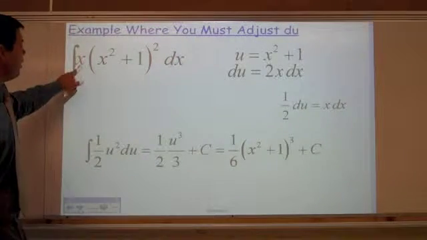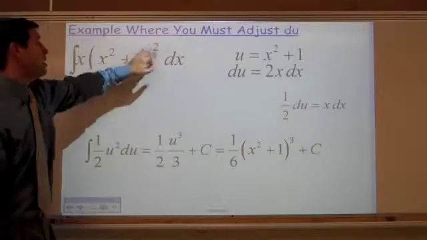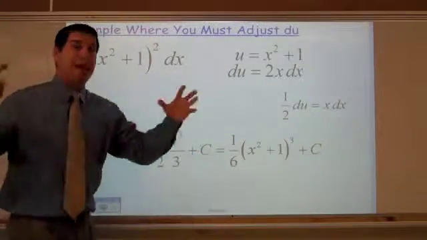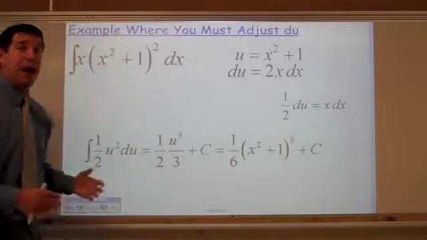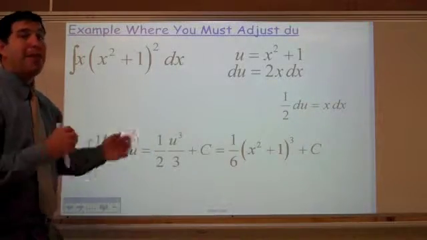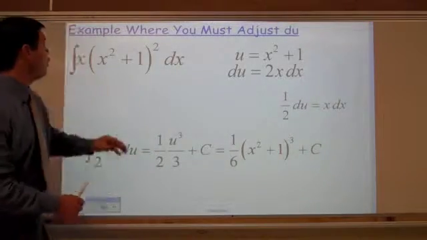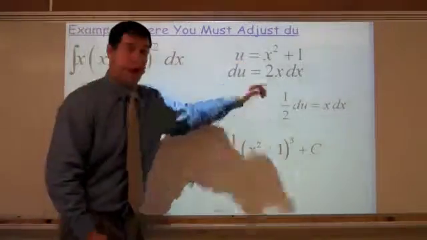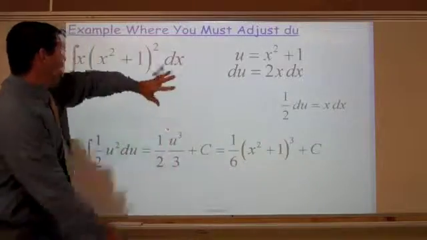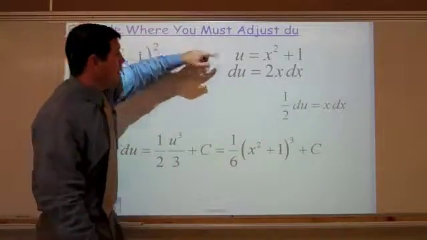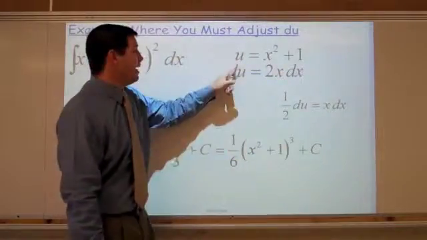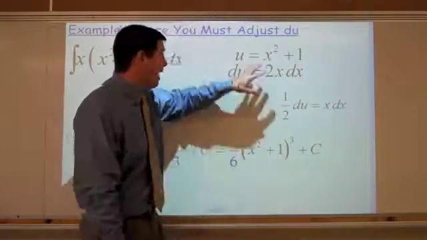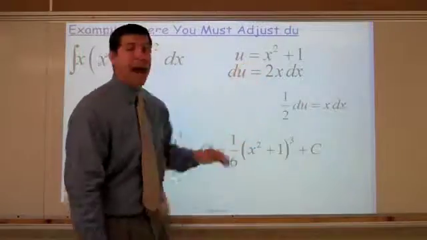So again, the integral of (x squared plus 1) squared times x dx. Well, something being squared, that's going to be your big outside function. Something raised to a power is almost always going to be your outside function. So we're going to let u equal this little function on the inside. u equals x squared plus 1. Now, again, forget about this. u equals x squared plus 1. du equals 2x dx. Now you have u and you have du.